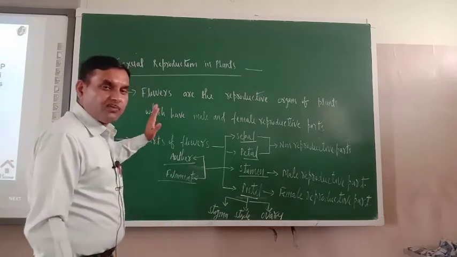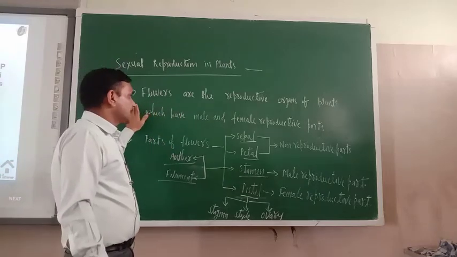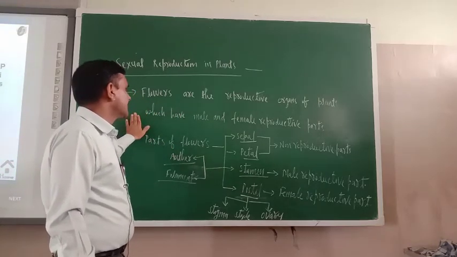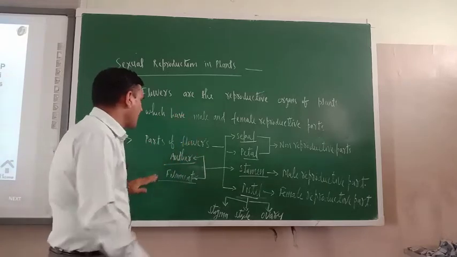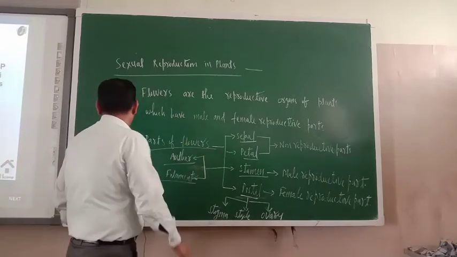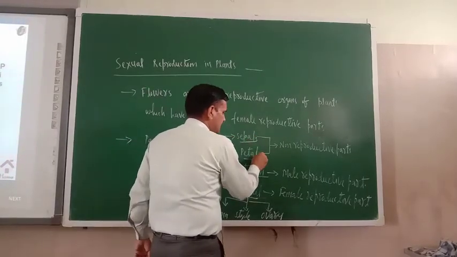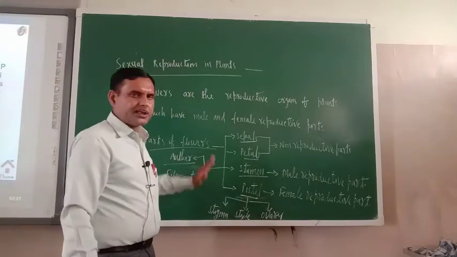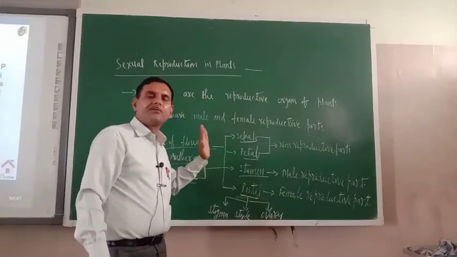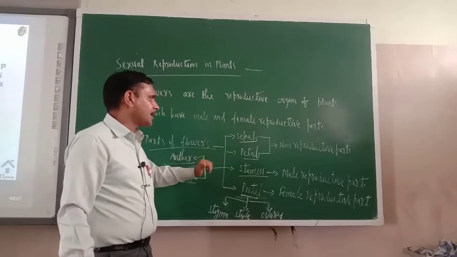Okay. So flower is the sexual part of plants. As far as the flower is concerned, it has got 4 parts. What are those 4 parts? The parts of flowers are sepals, petals, stamen and pistil. Okay, these flowers are having 4 parts: sepals, petals, stamen and pistil.